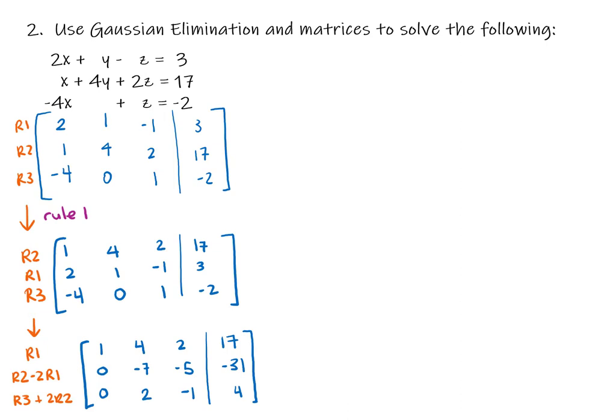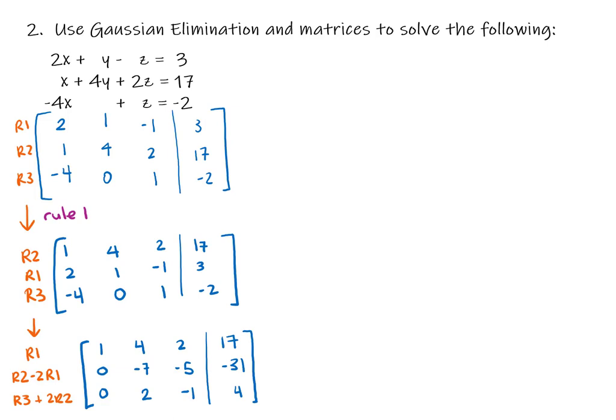So I have my work shown on the left in terms of what steps I did, but I'm not showing my work. I'm not actually multiplying it out. I want you to do that and see if you get the same results. So for row 1, I wrote the exact same thing as row 1: 1, 4, 2, 17. For row 2, I took the previous row 2 and I subtracted 2 times the previous row 1. And so that was 2 minus 2 times 1, 1 minus 2 times 4, negative 1 minus 2 times 2, and 3 minus 2 times 17.